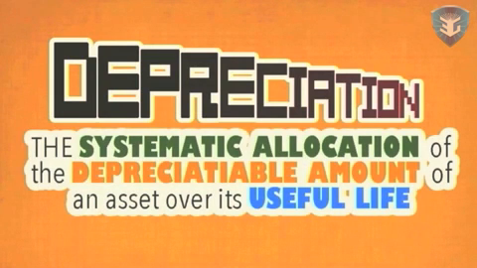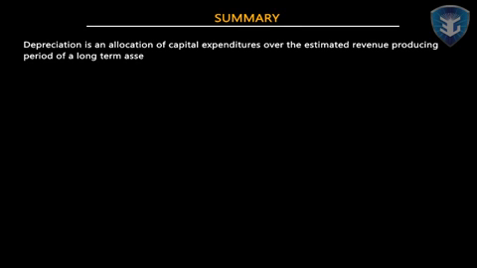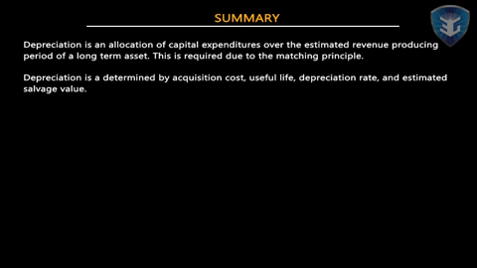So now you should know what depreciation is. It is the systematic allocation of depreciable amount of an asset over its useful life. Now in the end, let us summarize what we have learned in this lecture. Depreciation is an allocation of capital expenditures over the estimated revenue producing period of a long-term asset. This is required due to the matching principle. Depreciation is determined by acquisition cost, useful life, depreciation rate, and estimated salvage value.